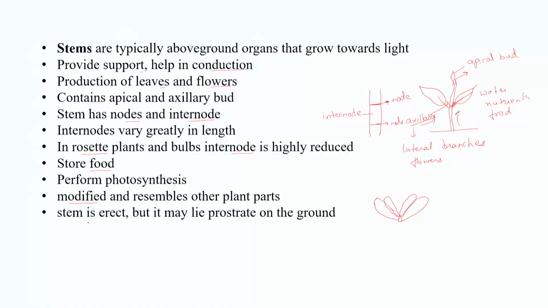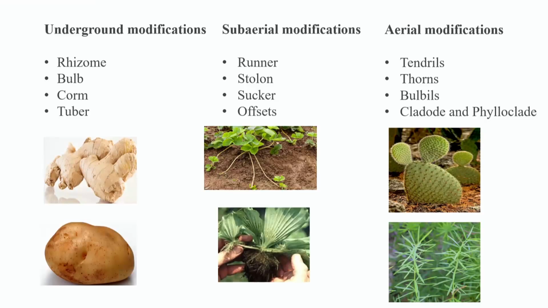Now the stem is generally erect, okay, it is found upright above ground level, but many times you could see that the stem is also lying on the ground, they are prostrate, lying on the ground, like in grasses you would have seen. Now before moving on to the anatomical structure, let us briefly try to understand what different modifications the stem could undergo to perform different functions.